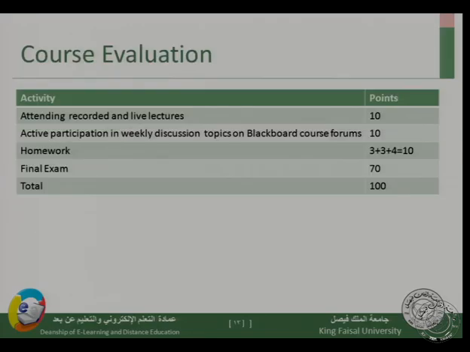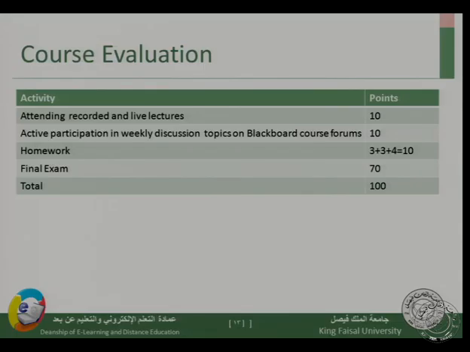Course evaluation. This might be something that you already know because you're advanced students. This is your level 6 now. 10 points out of 100 will be for attending the recorded and live lectures. 10 points will be for active participation on the Blackboard forums. And please try to avoid just copy-pasting from websites. Use your own words, your own ideas, even if they are wrong, no problem. You're just engaging in a discussion. This is very useful and helpful for you.